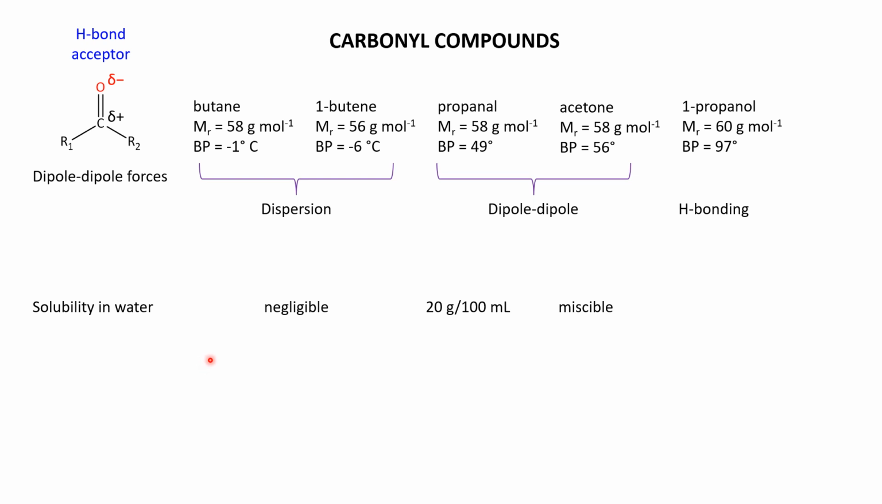So the carbonyl compounds have dipole forces, giving you an effect on the boiling point, and the fact that it's a hydrogen bonding acceptor, meaning that it's soluble in water, is significant. And indeed acetone is miscible, just like the propanol, which has of course hydrogen bonding donor and acceptor capabilities.